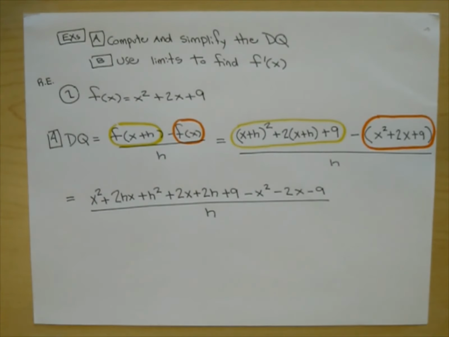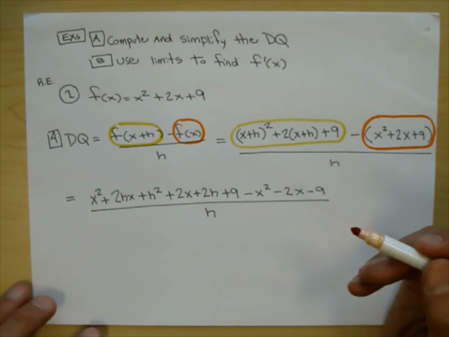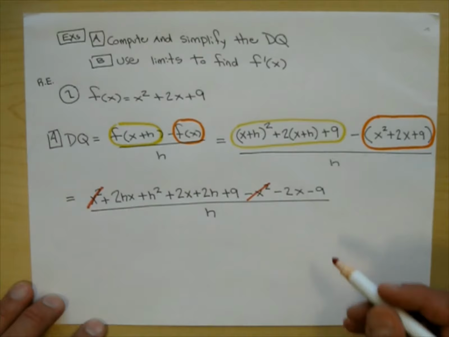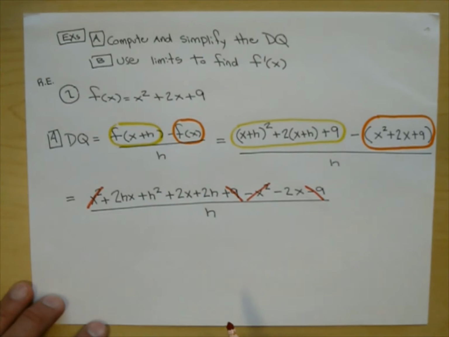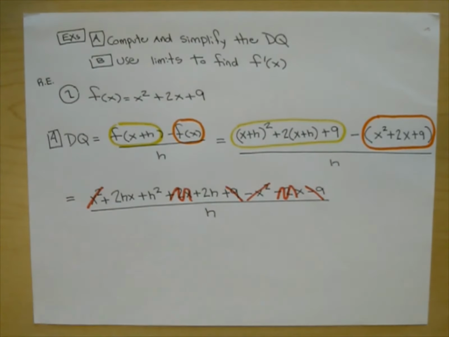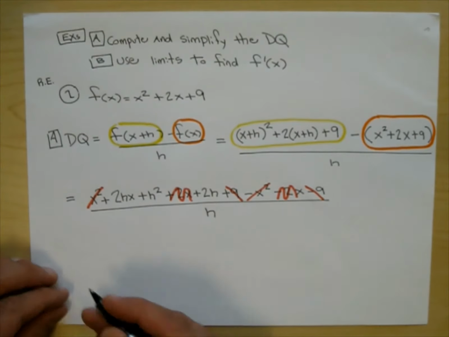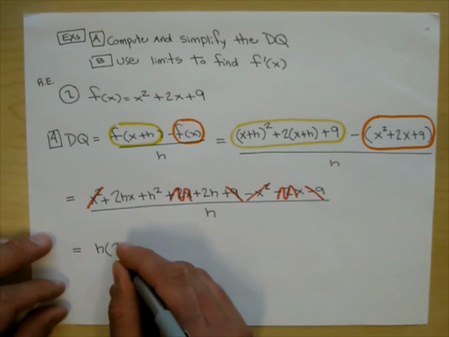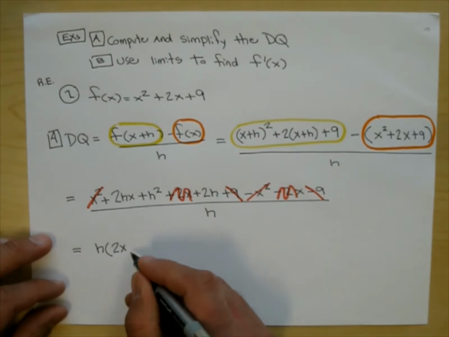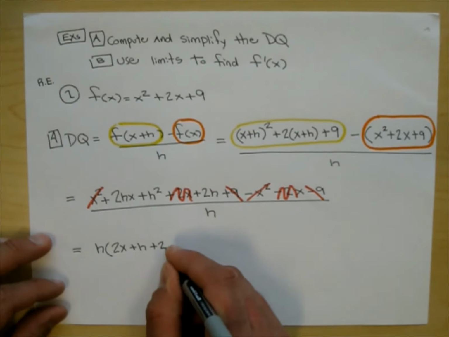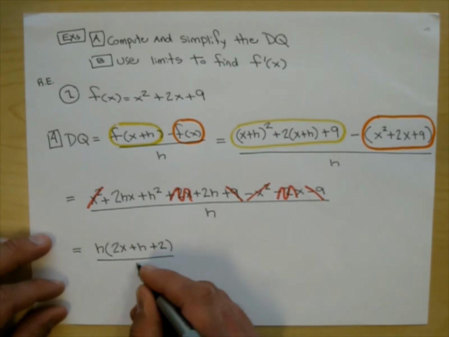Let's go ahead and combine like terms. This happens a lot when you're doing the difference quotient, where things will cancel, like the x squareds cancel, and the 9s, they're out of there. What else? Well, the 2x's. And you only have 3 terms on the top. Those 3 terms on the top, they each have an h in them, so I'm going to factor out an h. Factor an h out of there. We have 2x plus h, plus 2. This is all over h.